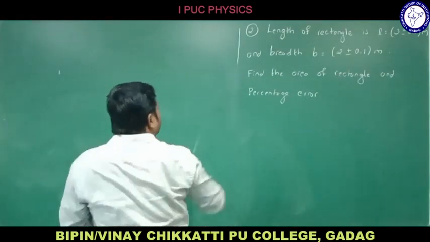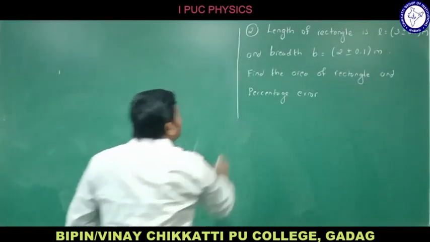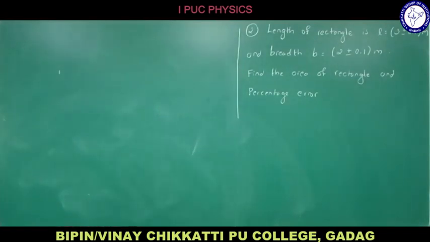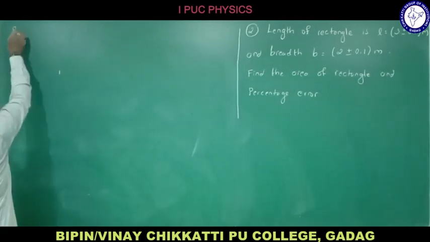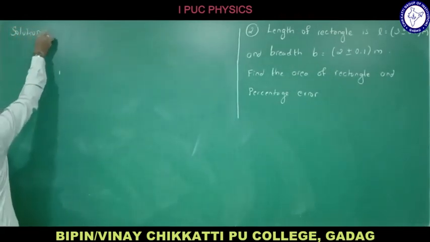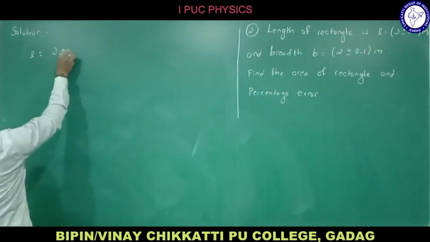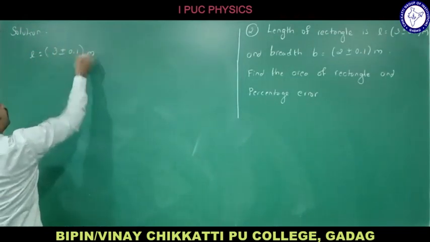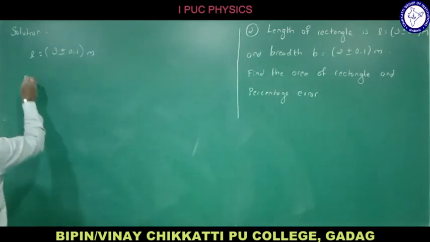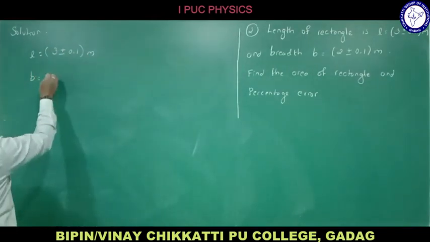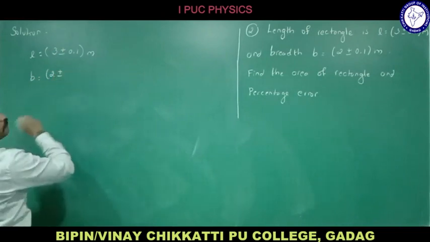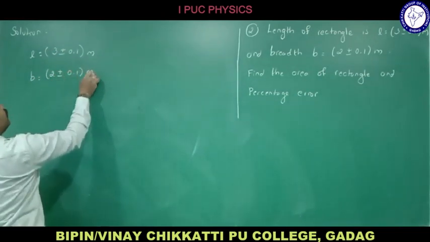The second problem is like this. The length of the rectangle is given. What is the length of the rectangle? 3 plus or minus 0.1 meter. The breadth is given. Solution: length is given. What is the length given now here? 3 plus or minus 0.1. It is in meters. The breadth is given. What is the breadth now here? 2 plus or minus 0.1 meter.